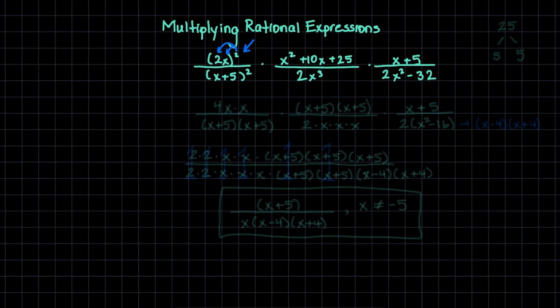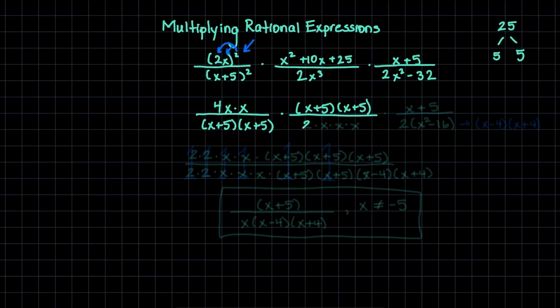So 2 squared is 4, and x squared is x squared, which I'm going to write as x times x because we want everything in factored form. X plus 5 squared is x plus 5 times x plus 5. X squared plus 10x plus 25 is a quadratic trinomial. It's also a perfect square trinomial, but you can factor it normally: two numbers that multiply to 25 but add to 10. So that's going to be x plus 5, x plus 5.